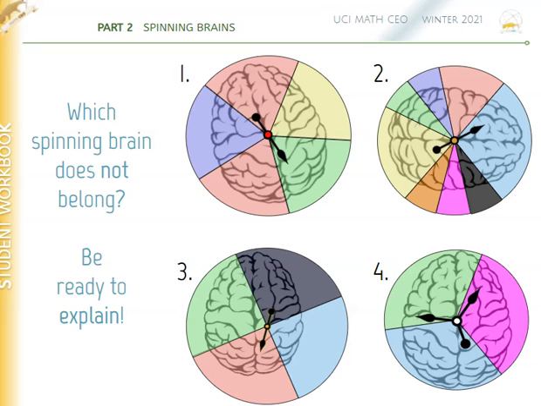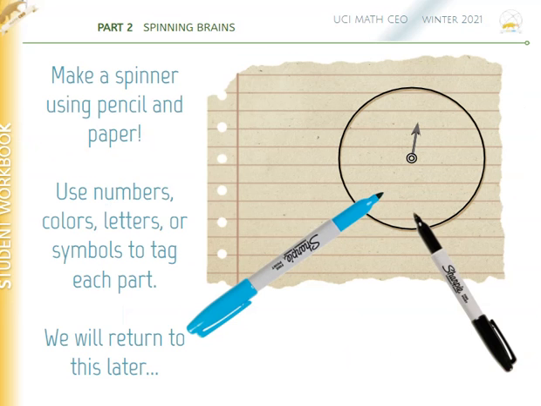Hello mentors, let's go about this spinning brain activity for the which does not belong part. Remember that first you'll ask students to make a spinner using pencil and paper, using any numbers, colors, letters, symbols, etc. So they're pretty free to do whichever spinner they want. They don't need to show you the spinner right away, because that will be used after.